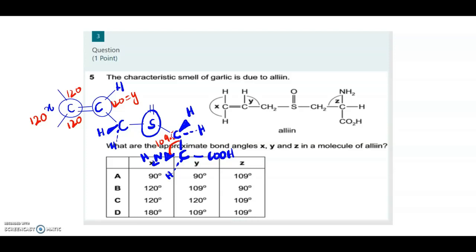Okay, so the carbon to nitrogen angle they are asking about, from this carbon to this nitrogen, it is tetrahedral. So option C is the correct option. I hope you understand.